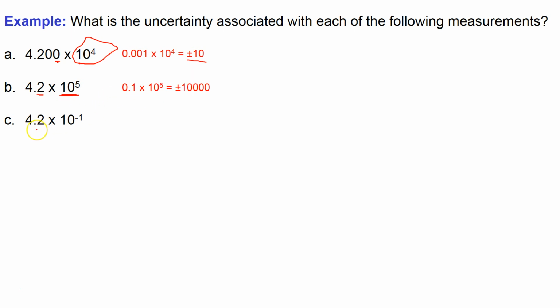Okay, so similarly here, we've got plus or minus 0.1 in my coefficient, and then I've got to remember to multiply that by my exponential term. So 0.1 times 10 to the minus 1 gives me plus or minus 0.01, and if I wanted to, I could write that as a power of 10.